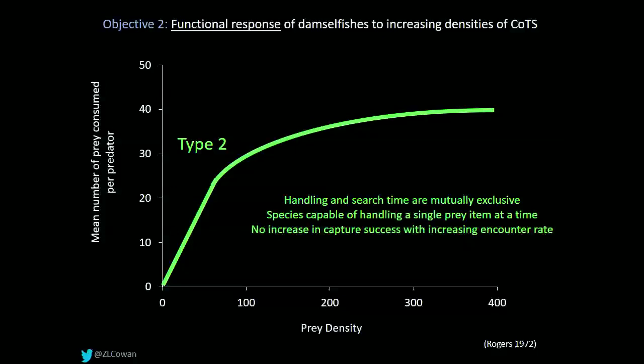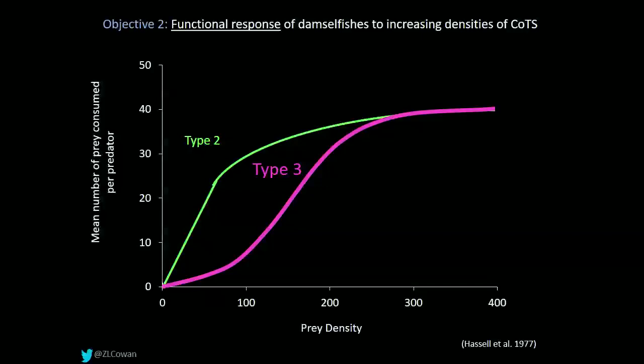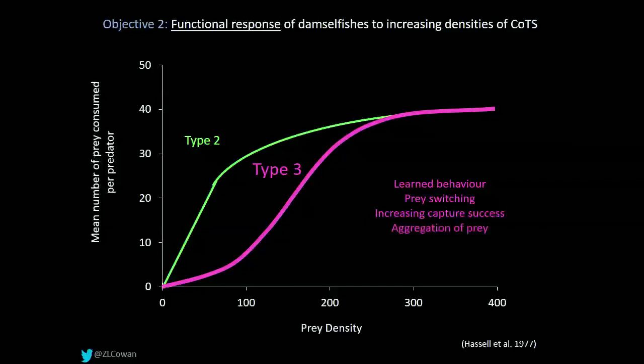And then the type 3 functional response describes a feeding rate that initially increases with increasing prey densities, and then decelerates towards a maximum value, and that produces this characteristic sigmoidal curve. This pattern is produced by factors that affect the probability of detection or attack of prey items. This includes learned behavior, prey switching, increasing capture success, or aggregation of prey. And predators that exhibit this type of functional response are likely to be disproportionately important in reducing numbers of COTS as the densities increase, so, for example, during a mass influx of larvae.